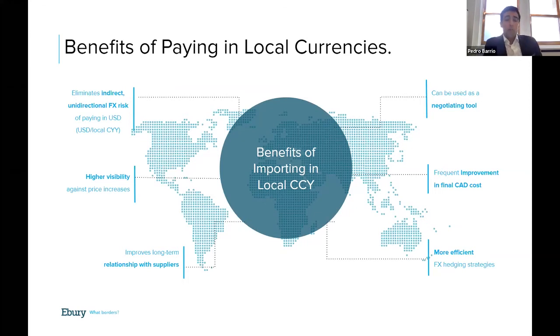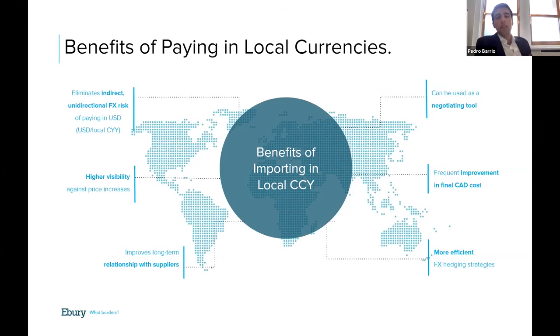So another benefit is the high availability against price increases, of course. Eliminating the currency risk allows you to really notice when price is being increased, and to notice what the main reason is, whether it's commodity prices, materials, et cetera. Another benefit is to improve longer term relationship with suppliers, as it eliminates the risk of price hikes and those uncomfortable situations when prices have to be renegotiated with the suppliers.